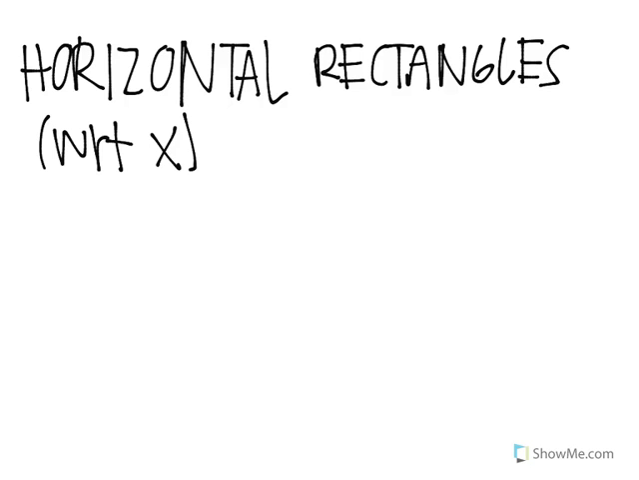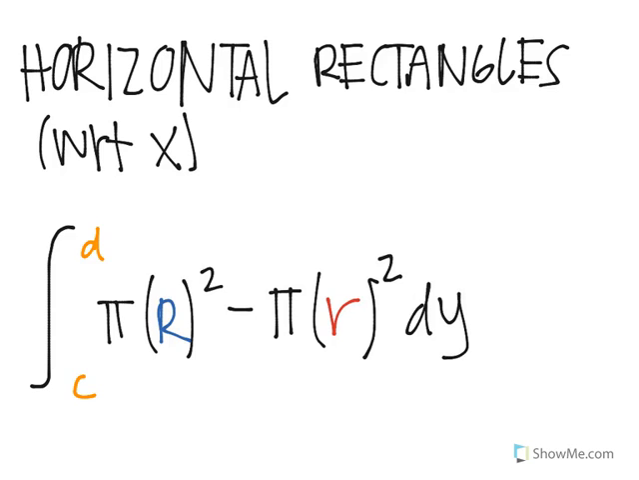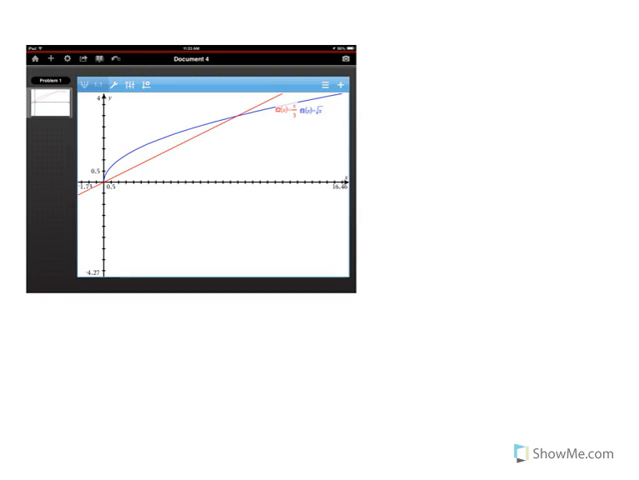Now we're going to give you the equation to find the volume of the solid when it's rotated about the y-axis, like in the previous example, with respect to y. Integral from c to d of pi big R squared minus pi little r squared dy. Now let's try some examples.